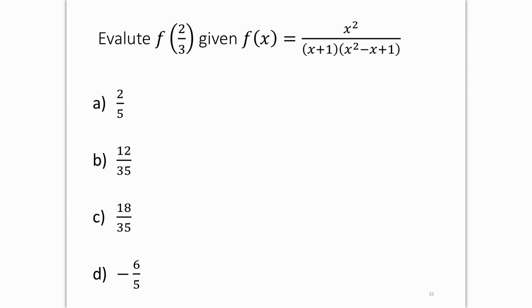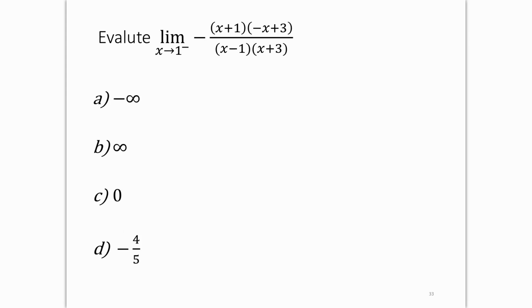So let's try a couple of questions here. Evaluate f of 2 over 3 given f of x as follows. All right, so if you practice your fraction skills, you should be getting 12 over 35. If you didn't get that, go ahead and try it again. Make sure you can work this out to get 12 over 35.